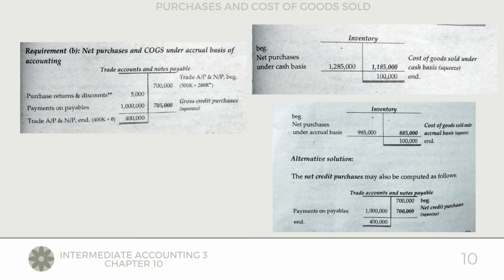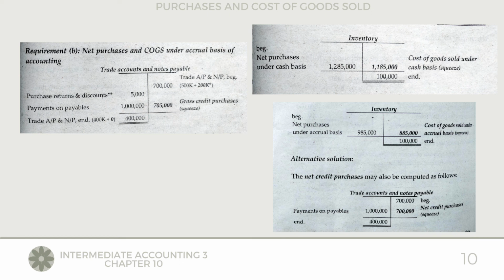Ngayon, let's move on to requirement B, which is the net purchases and cost of goods sold under accrual basis of accounting. The T accounts for trade accounts and notes payable will be as follows. 700,000 on credit side was from the trade accounts payable of 200,000 plus notes payable beginning of 500,000. Take note that trade notes payable decreased by 200,000, so the beginning balance is assigned a decrease of 200,000 and the ending balance is assigned a value of 0.